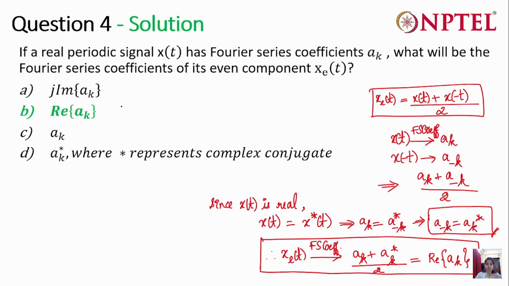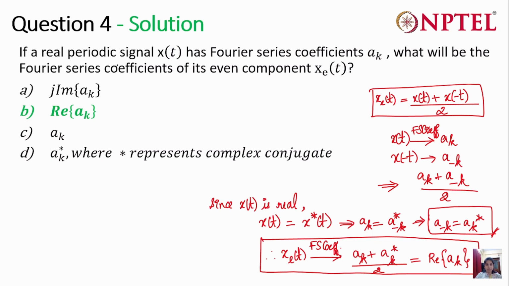Okay. So now how do you write the even component of a signal? So xe of t, the even component, is x of t plus x of minus t by 2, right? So what is the Fourier series coefficient of x of t? ak. What is the Fourier series coefficient of x of minus t? We just now saw it is a minus k. So we have ak plus a minus k by 2, right?